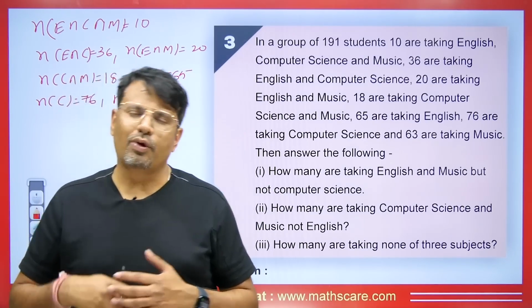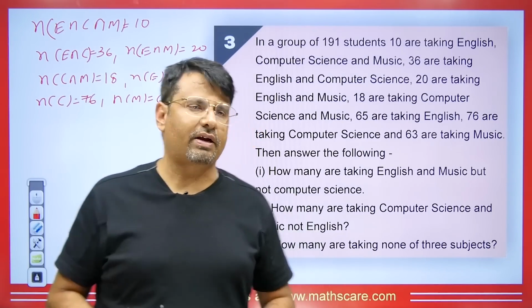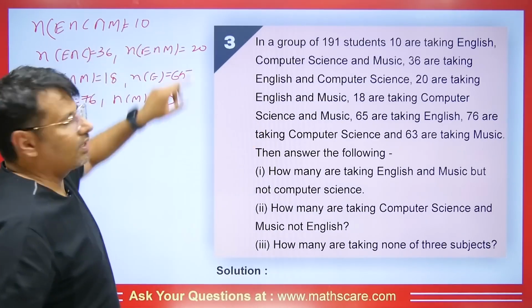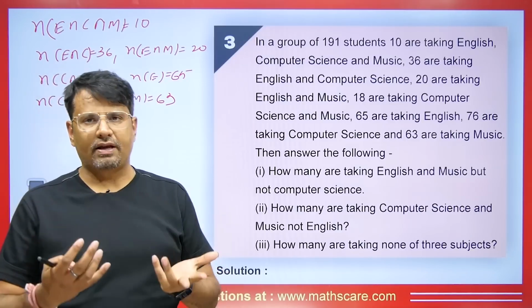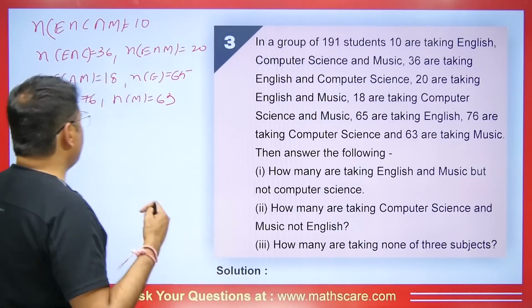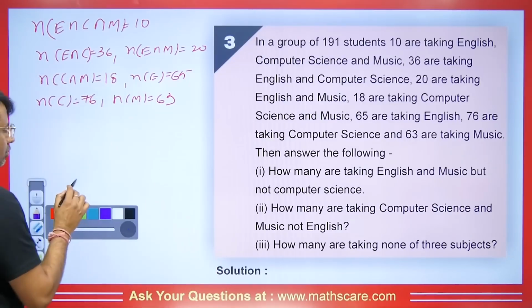How to know when to apply and when not to apply? I will say that if you have already been given the value of intersection, then there is no need to apply that principle. And if the value of intersection is not given, then you must apply that principle. Now let's summarize and clarify the breakdown with the help of a Venn diagram.